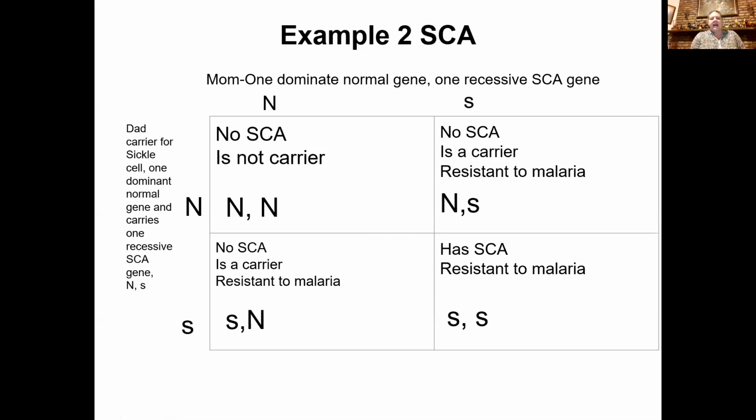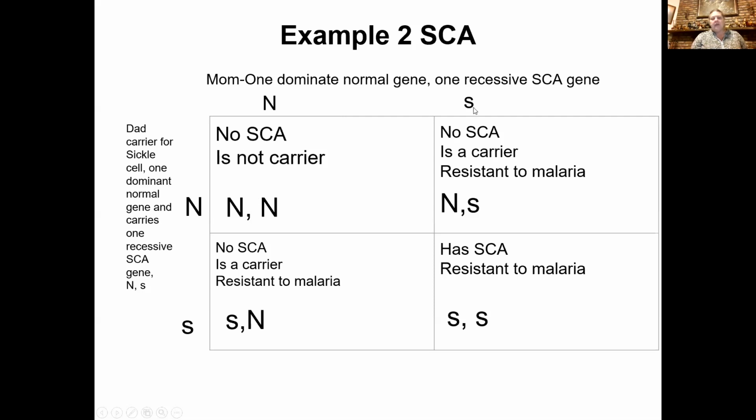So in our second example, mom has one normal gene and one of the genes for sickle cell anemia, this recessive gene. Dad, same thing, same dad. We have the normal gene here and we have a gene for sickle cell here, which is a recessive gene. This first child, again, has inherited two normal genes that do not have the sickle cell trait. So this child doesn't have the disease, is not a carrier, cannot pass it on.